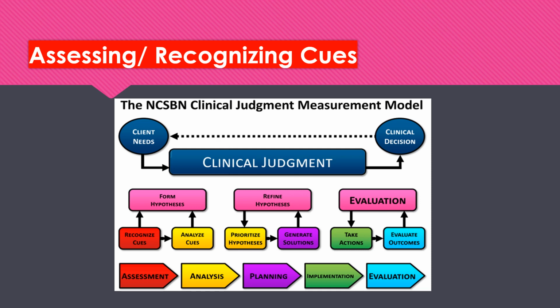Just know that the clinical judgment model terms are the terms we will use on exams and on your care plans. I have the picture of the clinical judgment model again, and if you notice, assessing and recognizing cues are in red. They are the same step. I like to think that they made it red because red is a power color, an attention grabber, and because everything we do as nurses starts with assessing our patient.